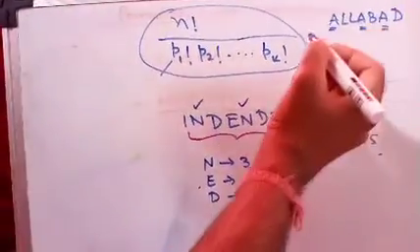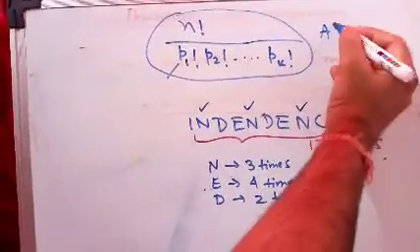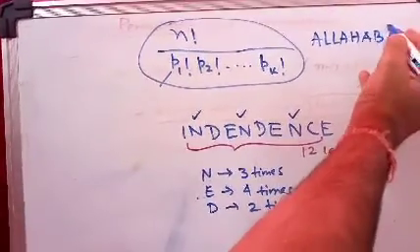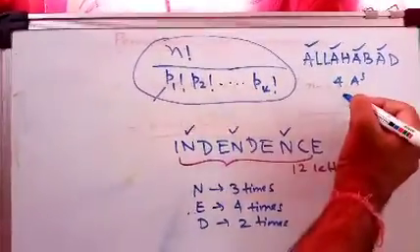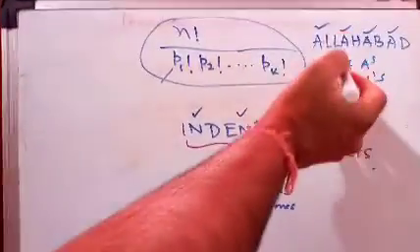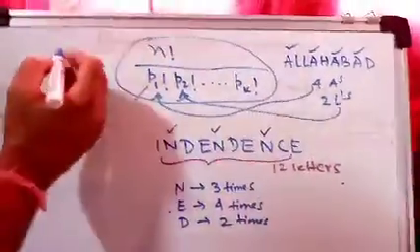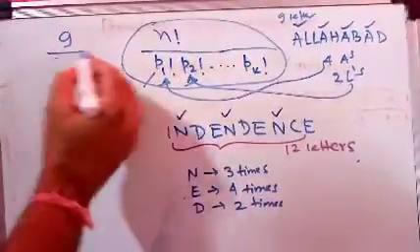So last time we solved Allahabad. How many A's are there? There are 4 A's, right? And how many L's are there? 2 L's are there. Since 4 A's are repeated, we divided by 4 factorial, and since 2 L's are repeated, we divided by 2 factorial, right? So our result was like last time. In Allahabad, how many letters are there? 9 letters. So out of 9 letters, how many A's are repeated?